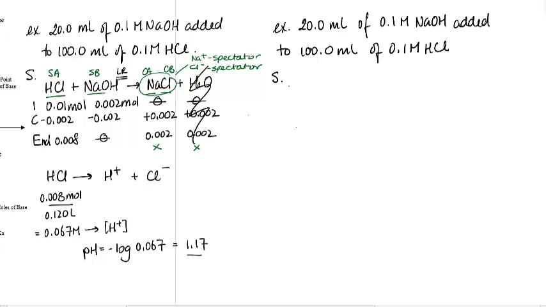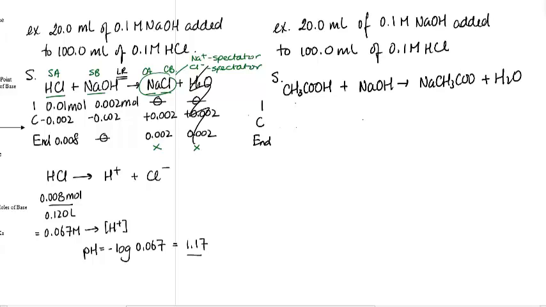So with our stoichiometry, again, we're going to be adding our acid, but this time it is going to be our weak acid. We're going to add it to the NaOH, giving you NaCH3COO plus H2O. So again, we use our modified ICE chart, and we have our 0.01 moles of CH3COOH, and we have our 0.002 moles of our NaOH. And at the initial stage, there's going to be 0 amount of our salt, and there's going to be 0 amount of our water.